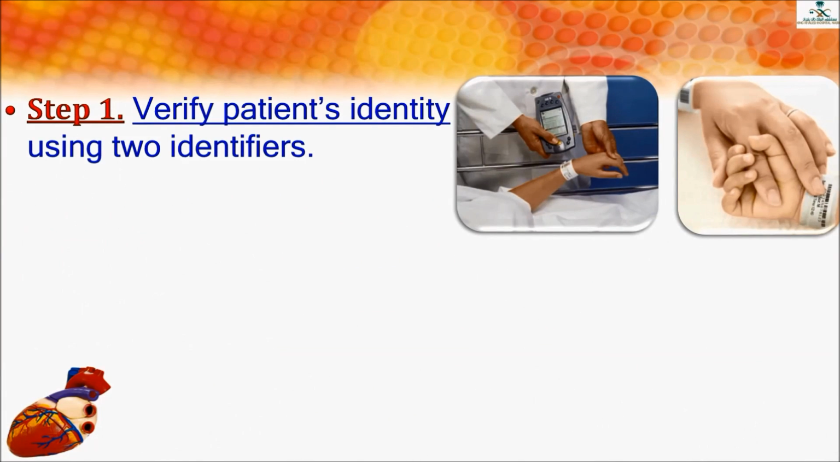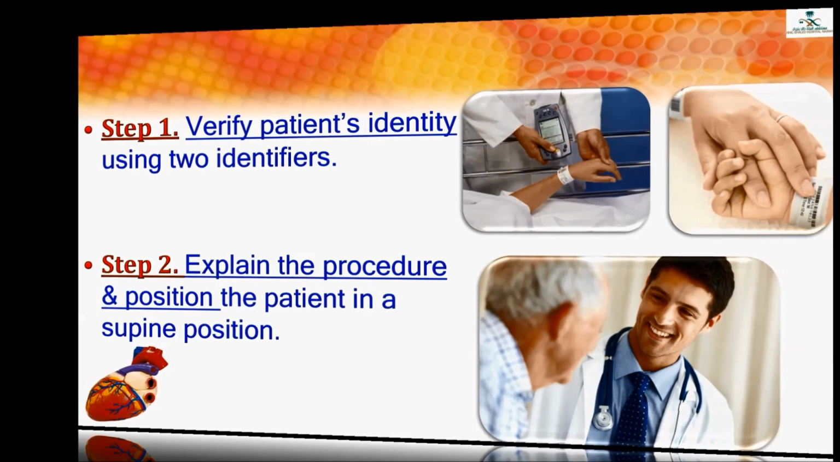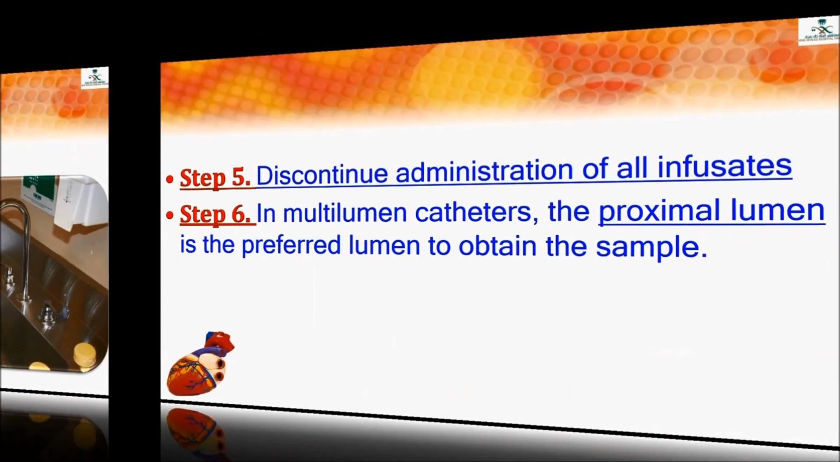Step number 1, verify patient identity using two identifiers. Explain the procedure and position the patient in a supine position. Assemble the supplies, wash hands and wear sterile gloves, maintain aseptic technique throughout the procedure.